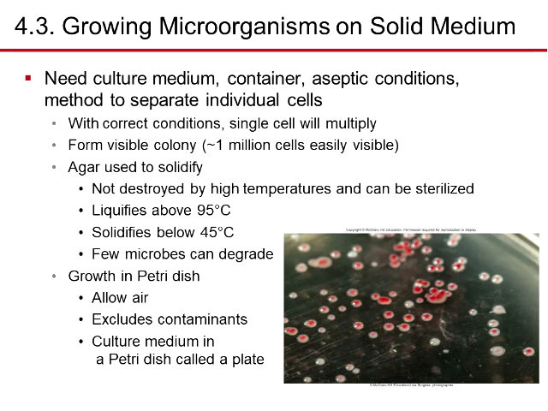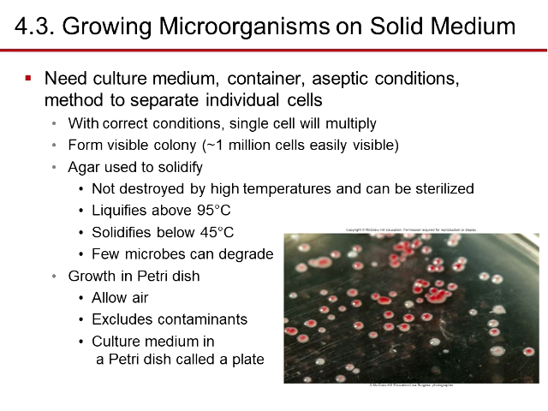Now, you need culture medium, a container, aseptic conditions, and a method to separate the individual cells. And with correct conditions, the single cells will then multiply. They form a visible colony. About 1 million cells are easily visible. Agar is used to solidify, is not destroyed by high temperatures, and can be sterilized. It liquefies above 95 degrees centigrade, solidifies below 45 degrees centigrade, and few microbes can degrade it.